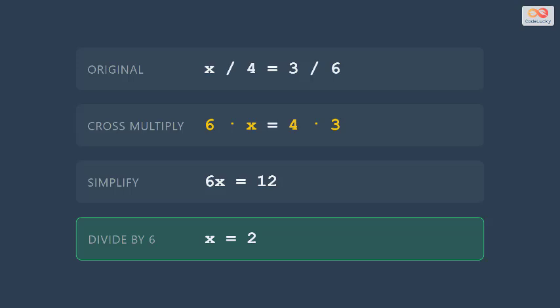Here is the step-by-step solution. First, we cross-multiply. We take 6 times x on one side and 4 times 3 on the other. This gives us the equation 6x equals 12. Now, to get x by itself, we simply divide both sides by 6. The result is x equals 2.